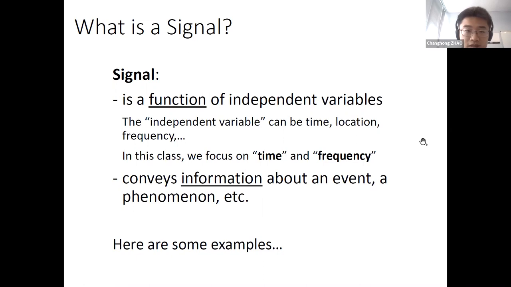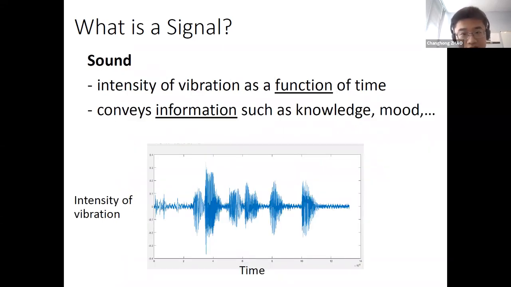So here are some examples of signals. Sound is a kind of signal, or voice is kind of signal. We know that we hear sound because of the vibration of the air, water, or some solid medium. So the sound can change over time. Basically, it's because the intensity of this vibration changes over time. In other words, we can model sound as a function of time. We can model the intensity of vibration as a function of time. And it conveys information. For example, when you hear my voice, hopefully you can learn some knowledge about this subject, signal systems. But when you hear the voice from your boyfriend or girlfriend, I think the most critical information you should obtain is his or her mood at this time. Sound is a signal.